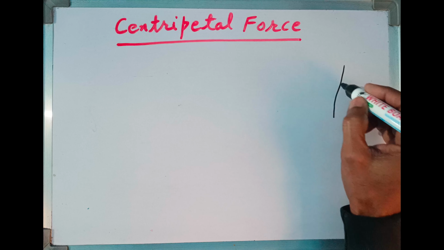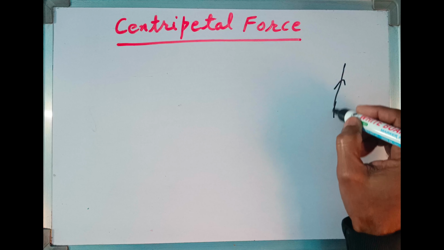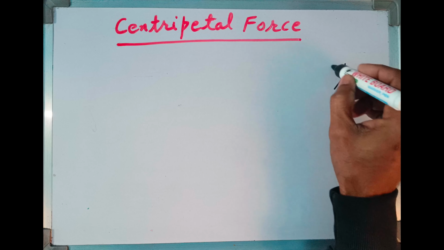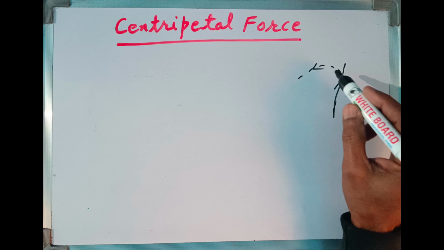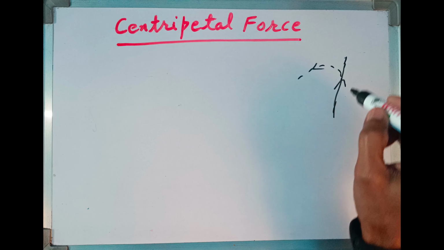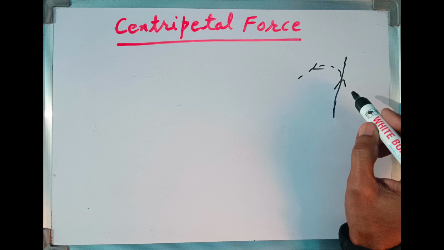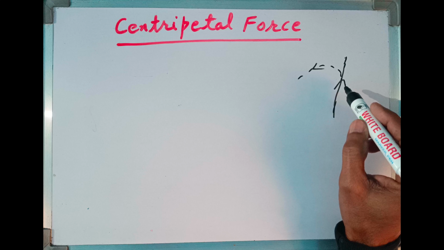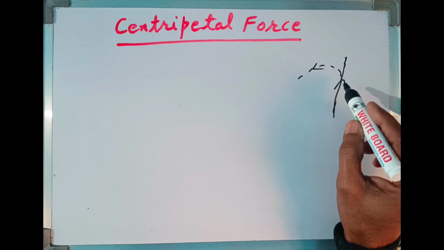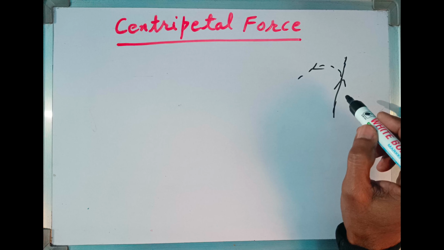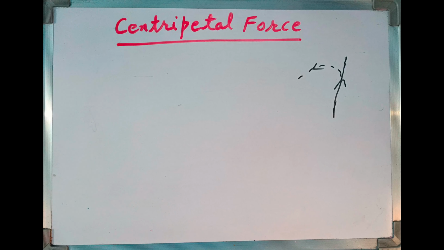Suppose a body is moving along a straight line. I want to make it move along a circular path, meaning I want to change its direction. But by itself, the body is not able to change its direction because of inertia of direction. So I will have to apply some force in order to change the direction. This required force is called centripetal force.